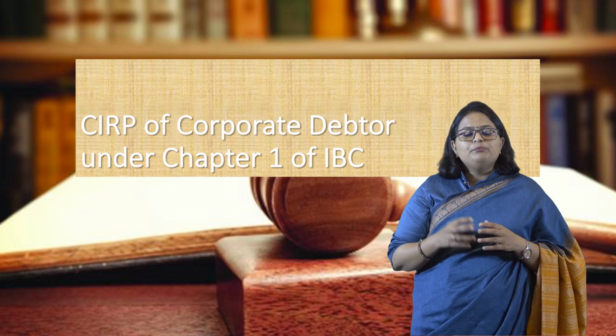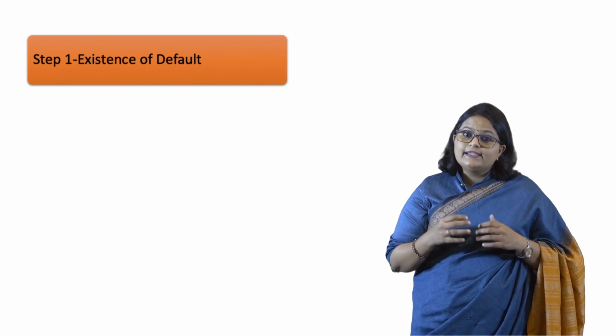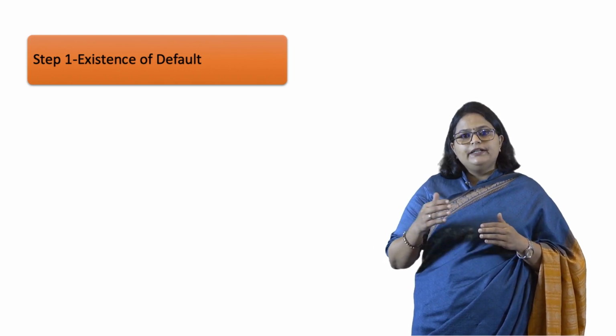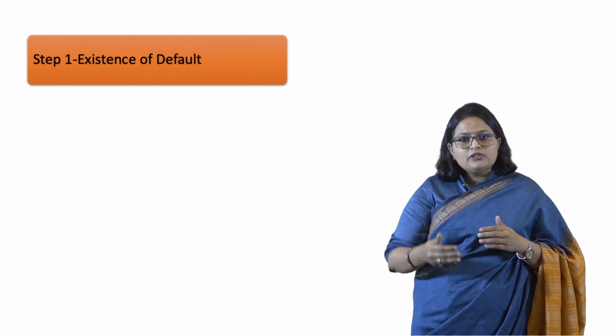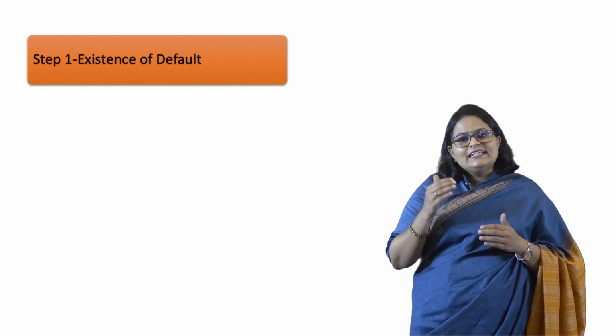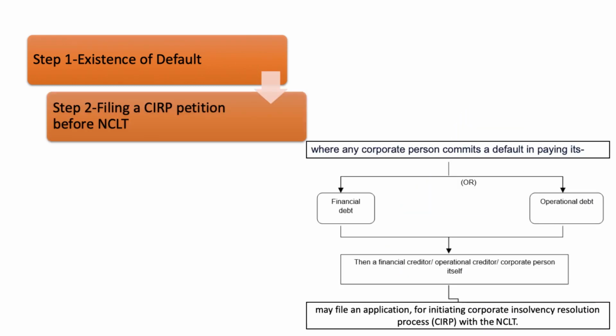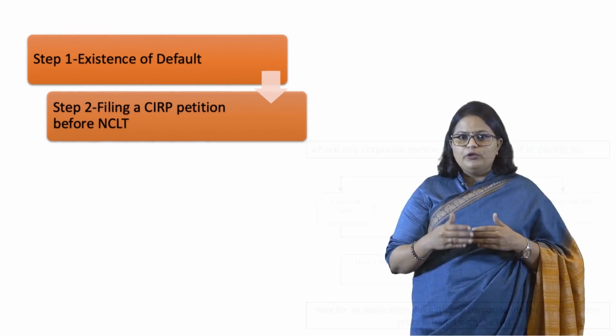For convenience, the process is divided into different steps. Step 1 is the existence of default. Where any corporate debtor commits a default, a financial creditor, an operational creditor, or the corporate debtor itself may initiate CIRP in respect of such corporate debtor. Step 2 is the initiation of CIRP. As stated above, this can be done by financial creditors, operational creditors, or the corporate debtor itself. Let's talk about the initiation of insolvency proceedings by each one of them.